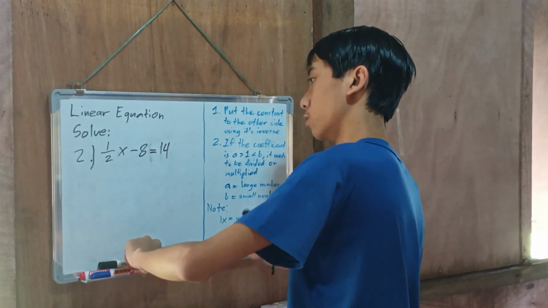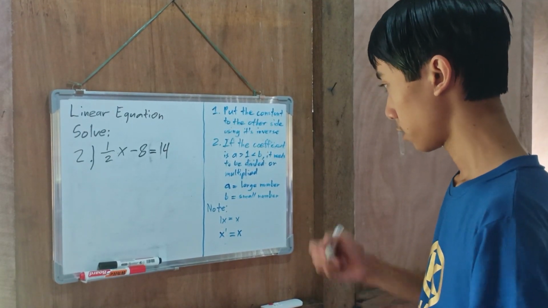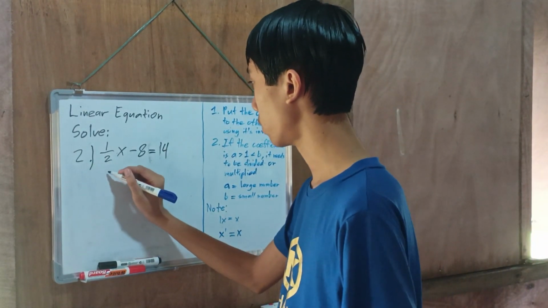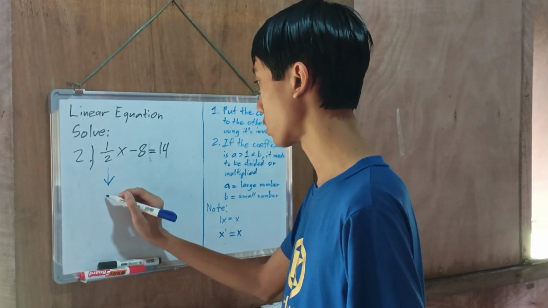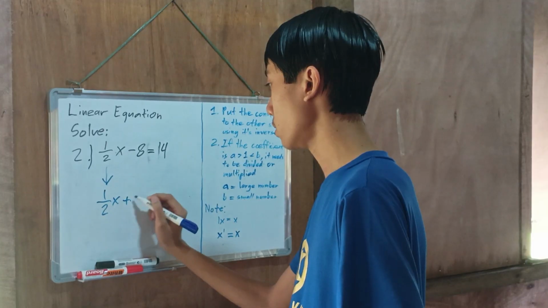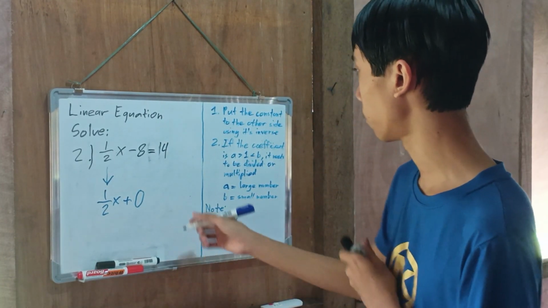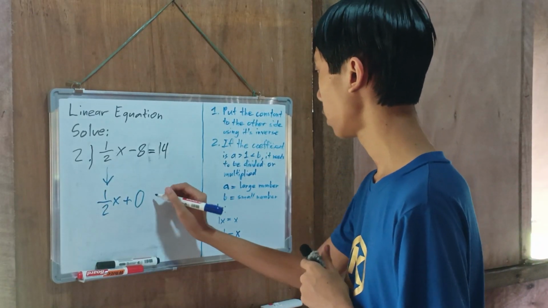Okay, in number 2, in order to solve this, we're going to put the constant to the other side once again. The technique is very, very simple. Bring down 1 half of x, then add 0, which will be easy for slow learners actually.